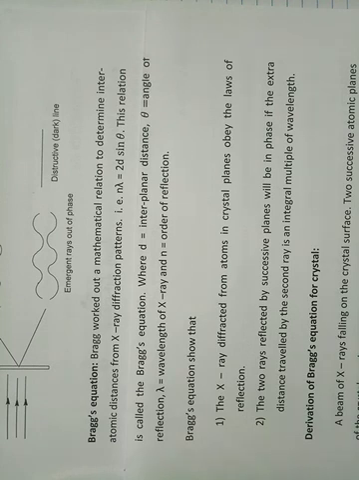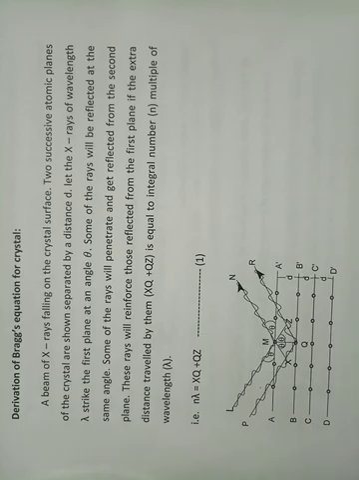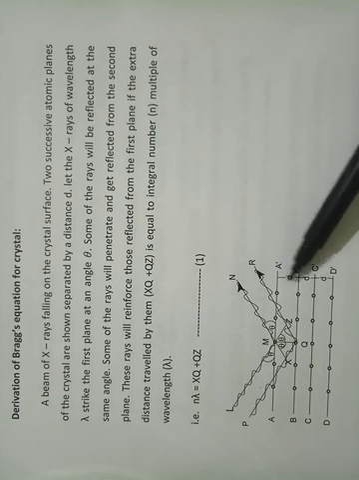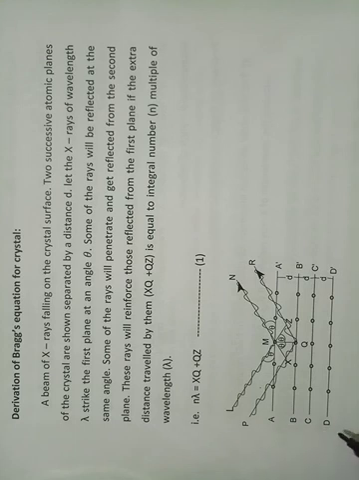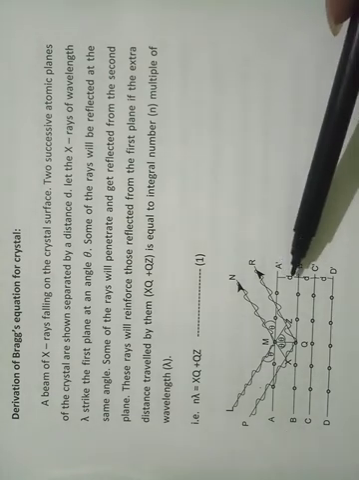Next, let us derive the Bragg's equation for a crystal. A beam of X-ray is falling on the crystal surface. The two successive atomic planes of the crystal are separated by a distance d. You can see the successive planes, A, B, C and D. Here A and B are the two successive planes, and the distance between the two planes is given by d.